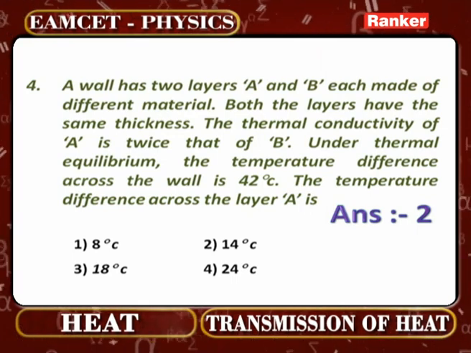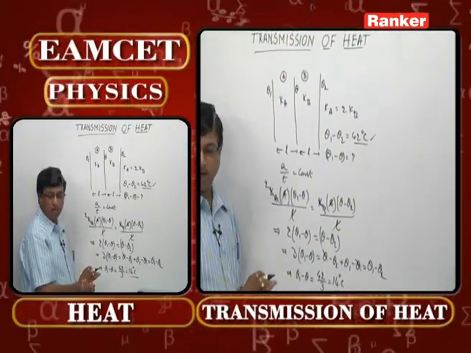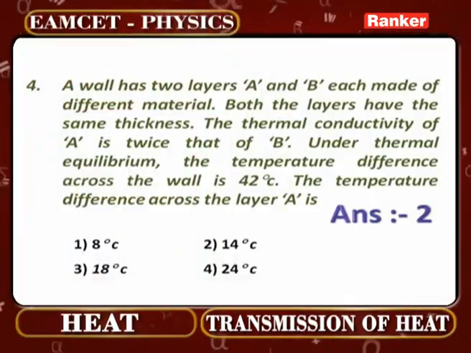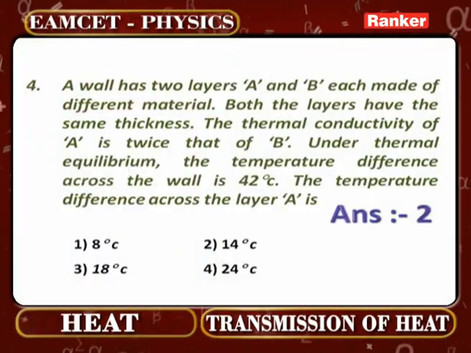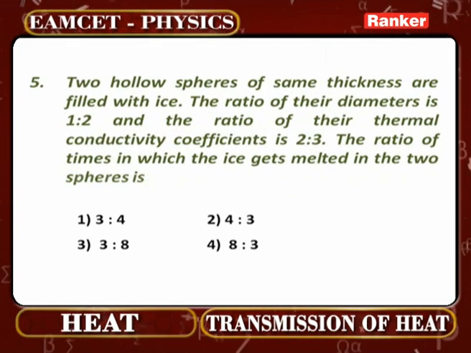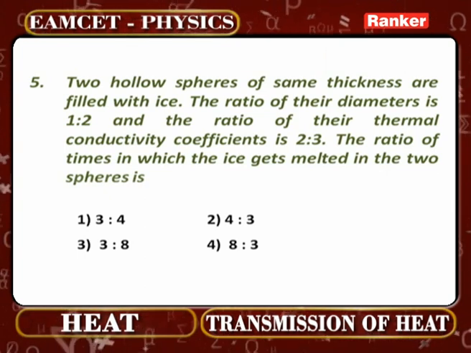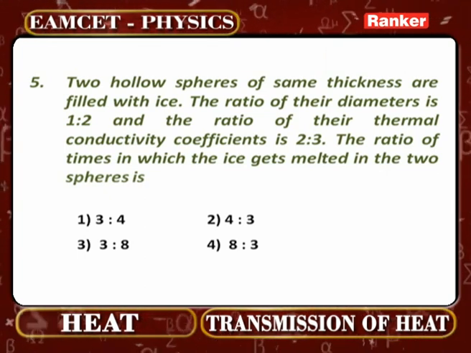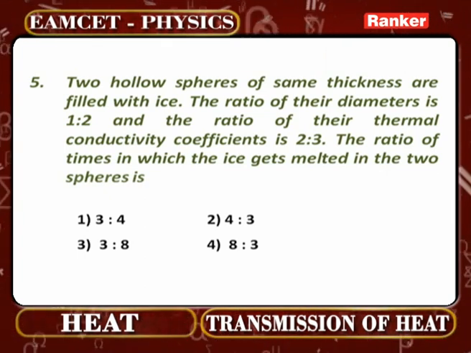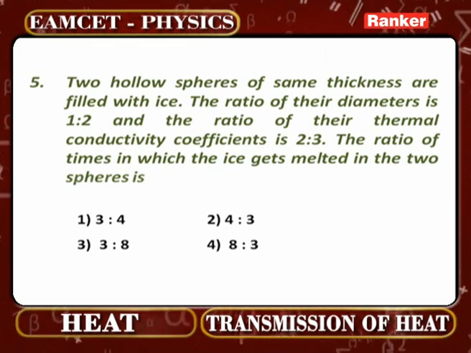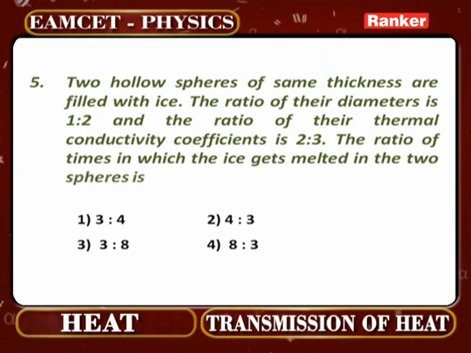So this kind of problem is a very, very commonly asked model in the EAMCET examination. So be thorough with this model, right? Let us check the next problem. Problem number 5. Two hollow spheres of the same thickness are filled with ice. The ratio of their diameters is 1:2, and the ratio of their thermal conductivity coefficients is 2:3. The ratio of times in which the ice gets melted in the two spheres is how much?